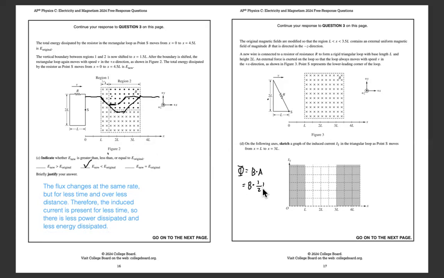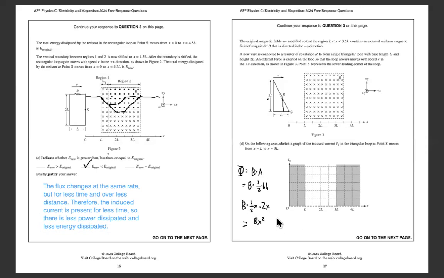1/2 base times height for your triangle. Both of those now are going to vary based on x. Base is still going to be x. And then the height. Oh, similar triangles. Height is going to have to be 2x then. That's just cruel. These are similar triangles, so the height has to be 2x. So the flux is going to be Bx squared then.